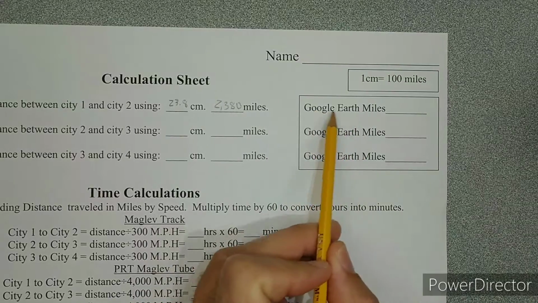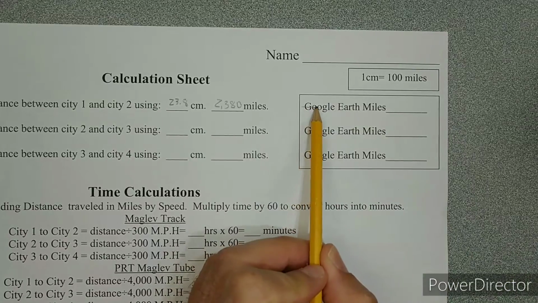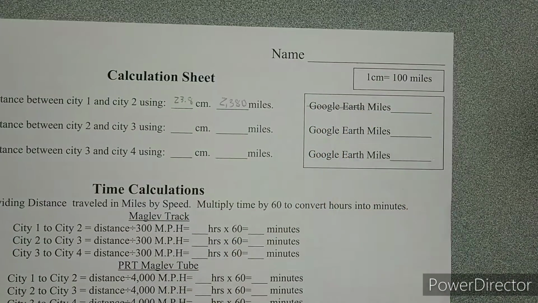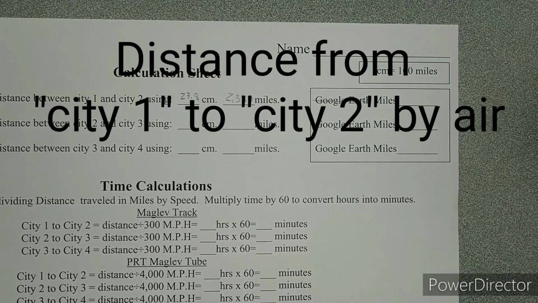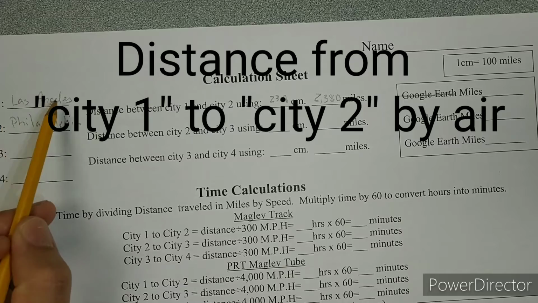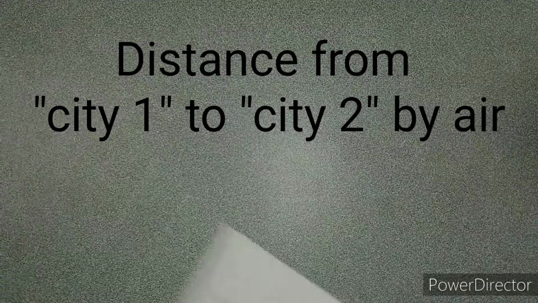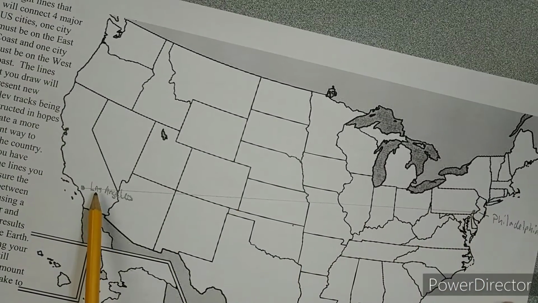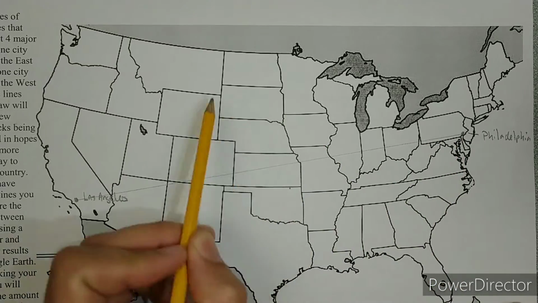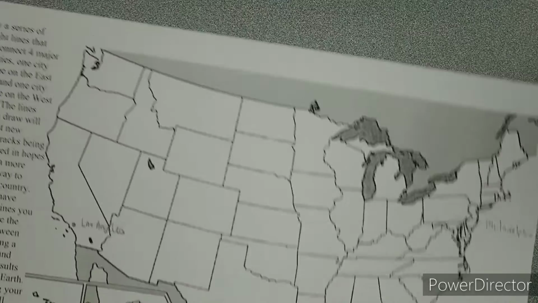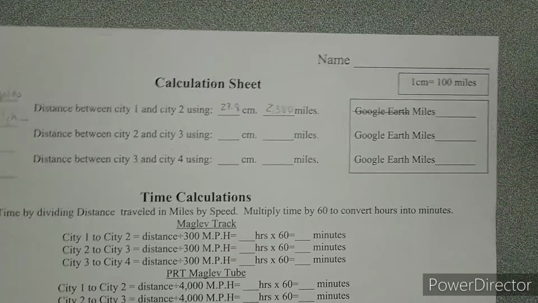So unfortunately, we can't use Google Earth here at Lower Merion. So instead of using Google Earth, we'll type into our computer the distance from, for example, Los Angeles to Philadelphia by air, right? Because we're looking to see what the distance is straight across. We're not looking to see, if you use Google Maps, it would tell you how to drive over there, which is going to give you all sorts of turns. So we're going to type in the distance from Los Angeles to Philadelphia by air.